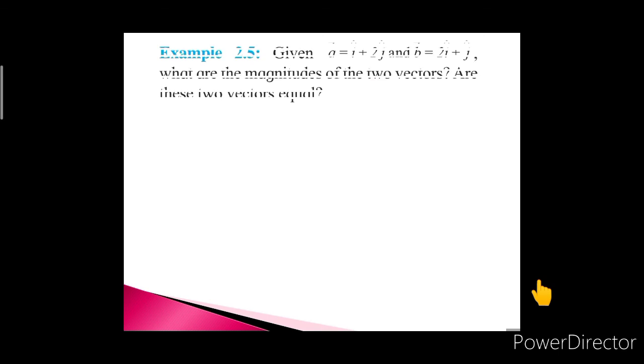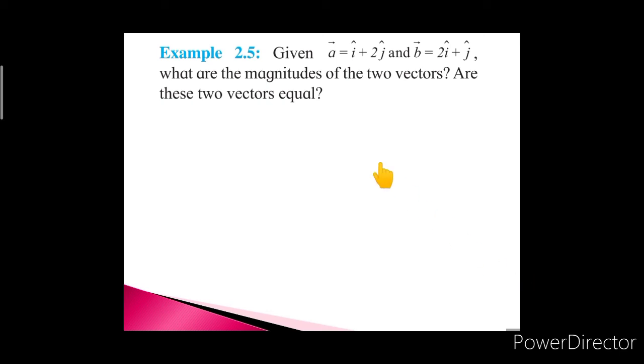Let's have an example 2.5. Given vector A is equal to i cap plus 2 j cap and vector B is equal to 2 i cap plus j cap, what are the magnitudes of the two vectors? Are these two vectors equal?